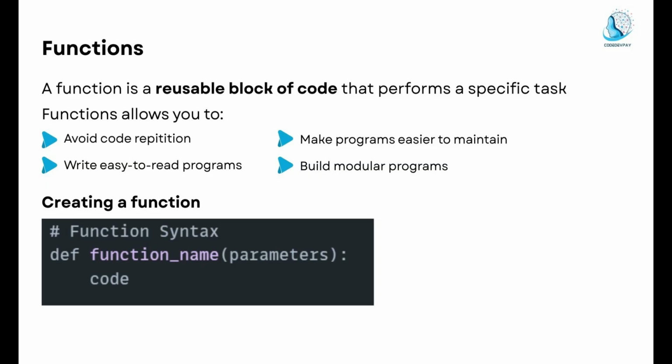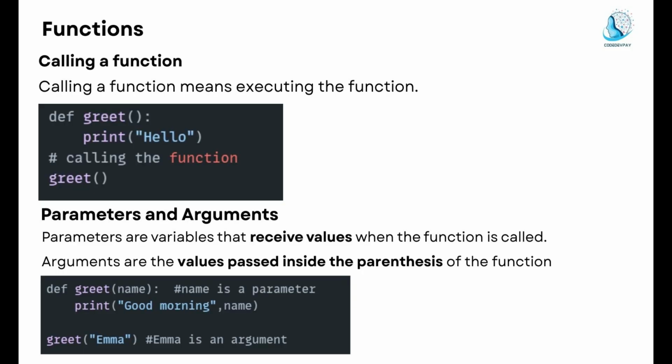Now for functions, we use the def keyword. So we have def and then the function name, and then we have in brackets parameters, which we'll come to later. And inside the function, we have our code block. So after creating a function, we need to call it in any part of our code for it to perform a specific task. So we simply use the name of the function and parentheses to call the function. So this is the basic syntax for calling a function.